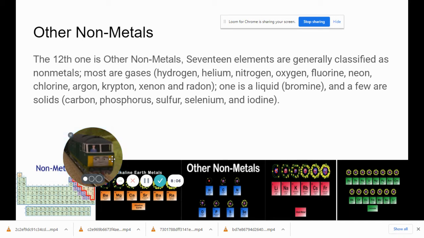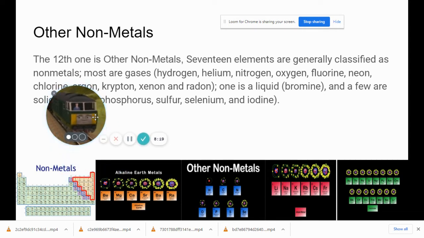One is a liquid, bromine, and a few are solids: carbon, phosphorus, sulfur, selenium, and iodine. Alkaline earth metals, which is Be, Mg, Ca, Sr, Ba, Ra, and alkaline earth. This is where it translates to. This line is the first one, can be explained in the back.